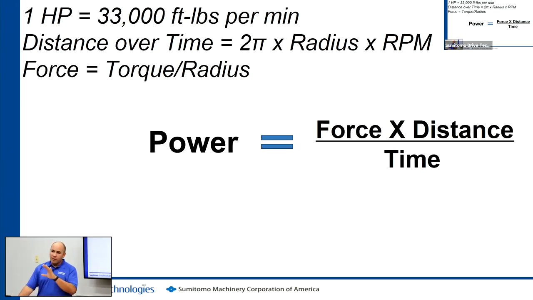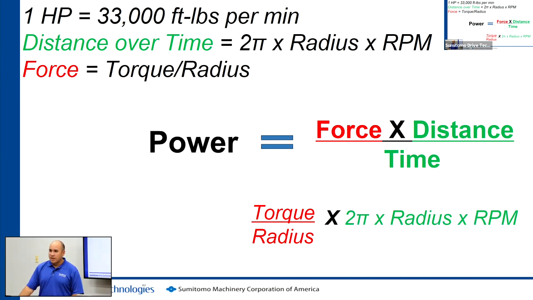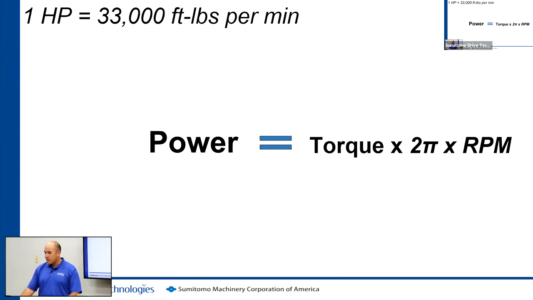Now it looks like we have everything we need to solve this equation. I'll clean it up with some colors here so you can see where we're going with this. So we have horsepower, distance over time, and force. Let's simplify the right side of that equation with what we know. So torque divided by radius is our force, times 2 pi times radius times RPM. And basic math, we can get rid of radius because we've got it in both the numerator and the denominator, so those cancel out. So let's clean that up a bit more. We have power equals torque times 2 pi times RPM, right?